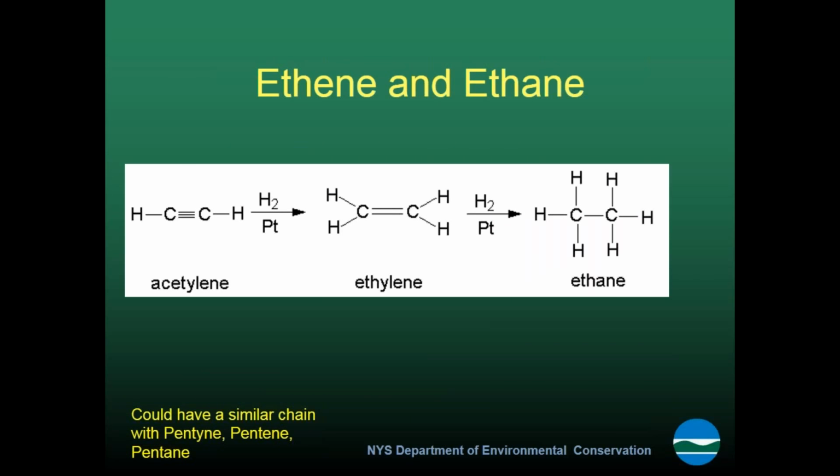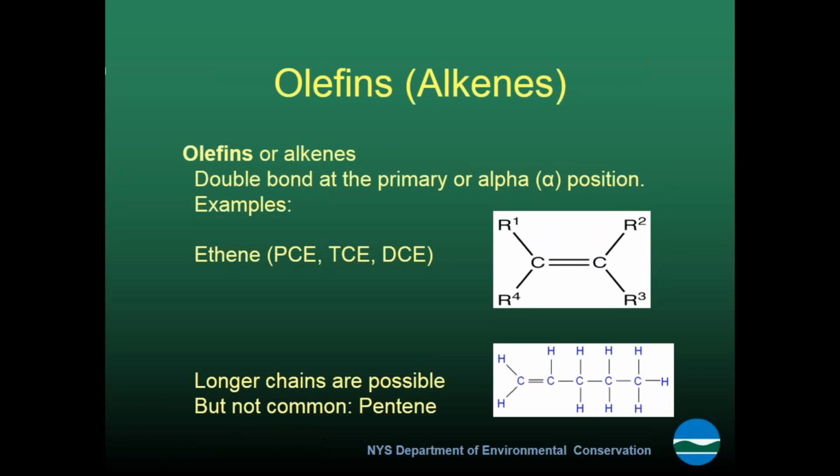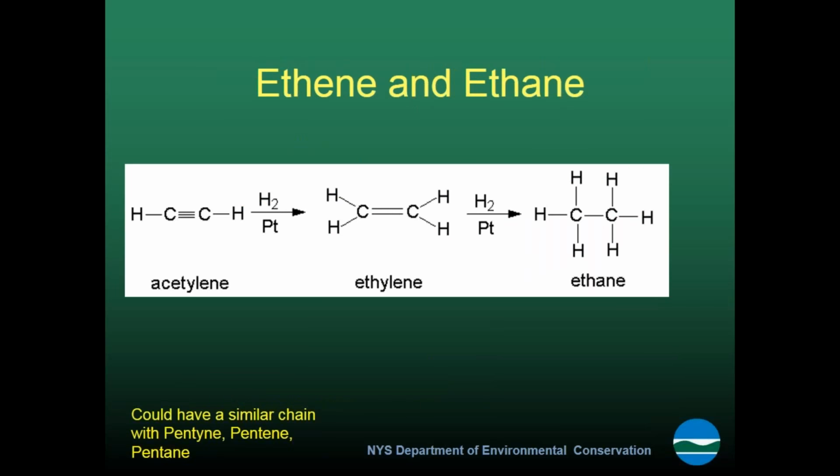The one thing I'll mention now is, as you can see, the alkenes or olefins are characterized by this double bond between the 2 carbons. If you add a triple bond, that would be acetylene. So you can have acetylene with a triple bond, ethene or ethylene with a double bond, or ethane with a single bond.